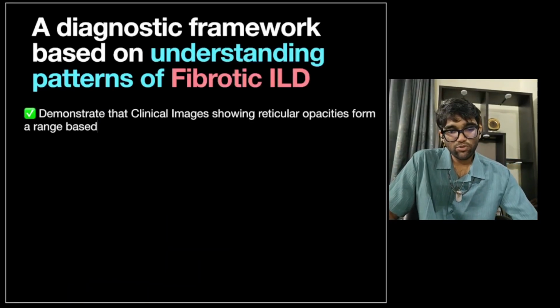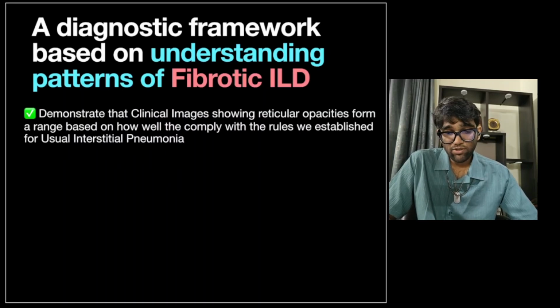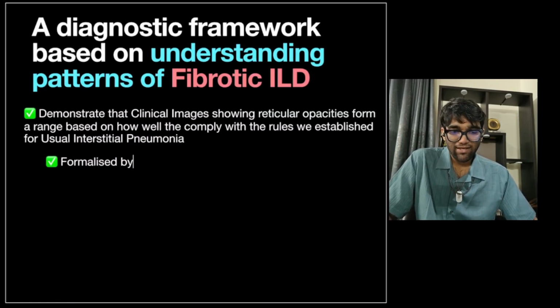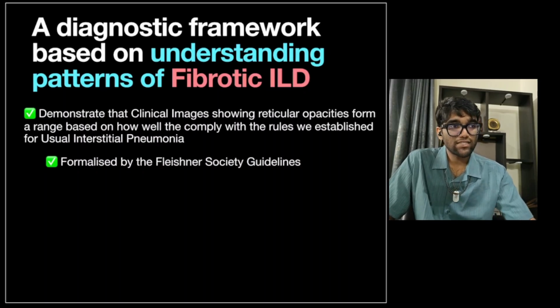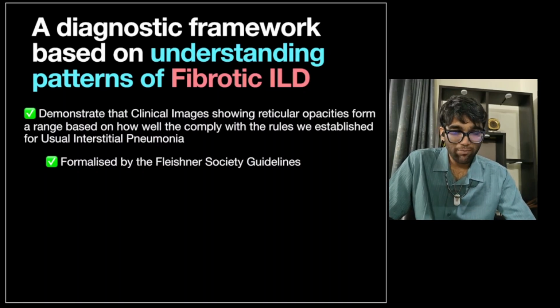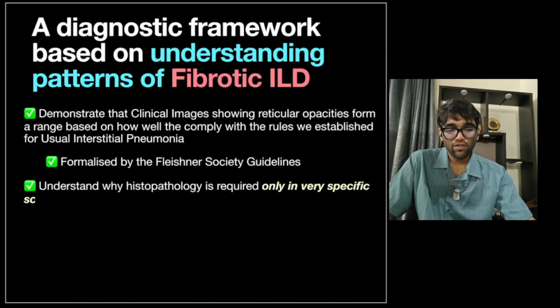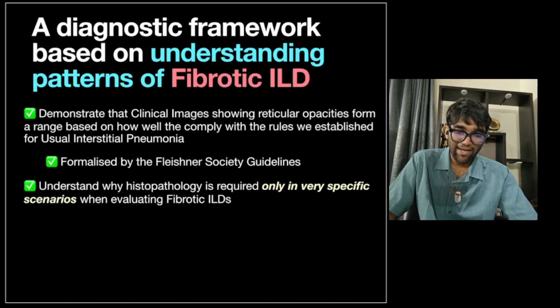So now I've been able to demonstrate to you that clinical images showing reticular opacities form a range based on how well they comply with the central dogma of UIP. That is formalized in the Fleischner Society guidelines. That is, UIP pattern ILD affects the base of the lung and it affects subpleural areas. It's literally dogma. Now, we've also understood why histopathology is required in some very specific scenarios.